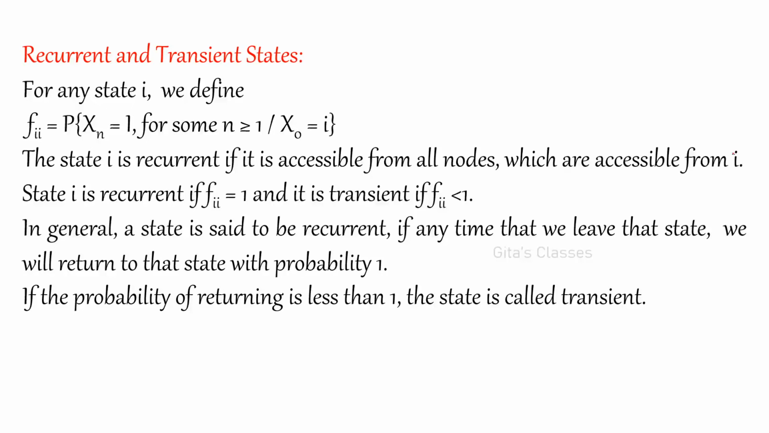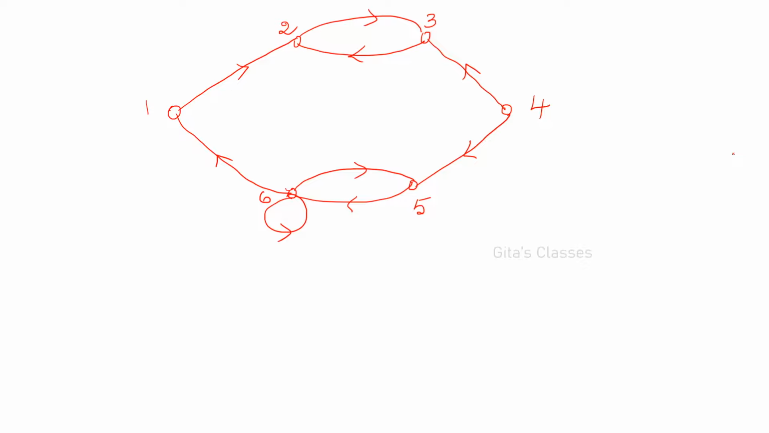Now we have some more definitions: recurrent and transient states. Recurrent means if you are going from one state i to j, definitely you should be able to come back to i. Then it is recurrent. Otherwise, it is transient. Let us see with the example.